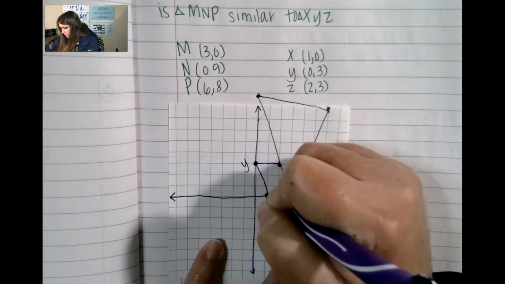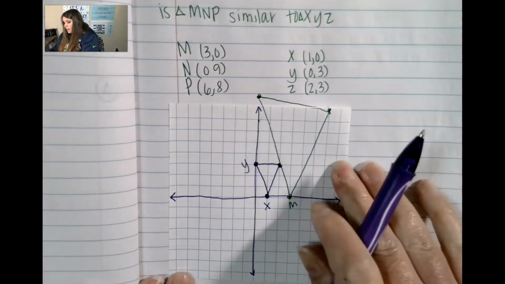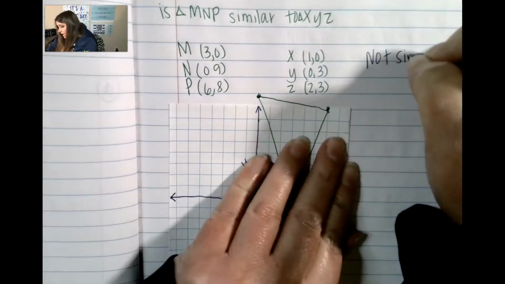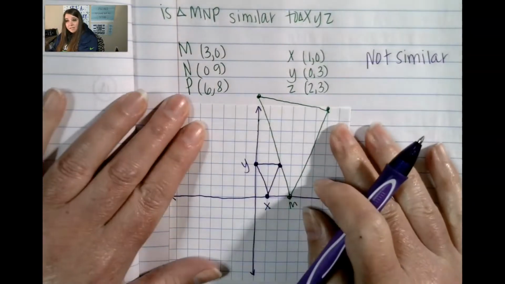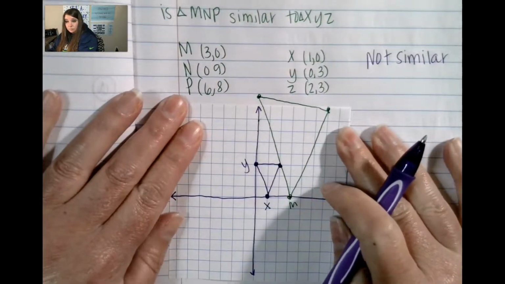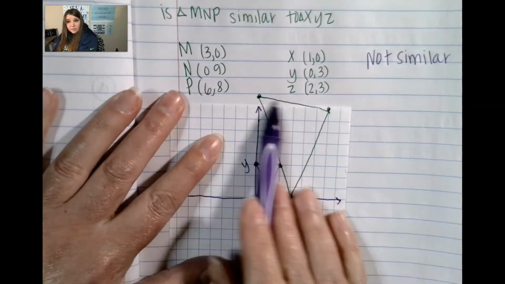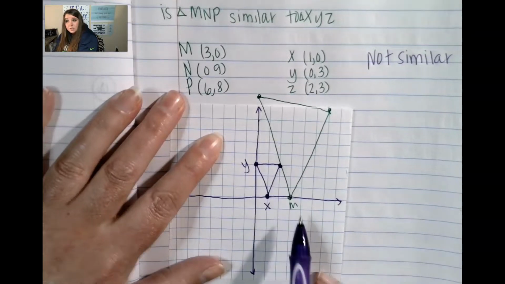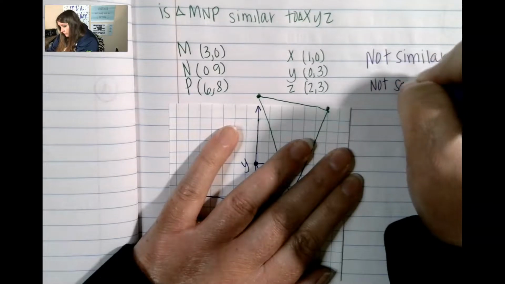Oh. Okay. So I already noticed right away that these are not similar. And I'm going to tell you why. Maybe you already see it. They are not the same shape. This one slants down. This one goes straight across. So these are not similar because they are not the same shape.